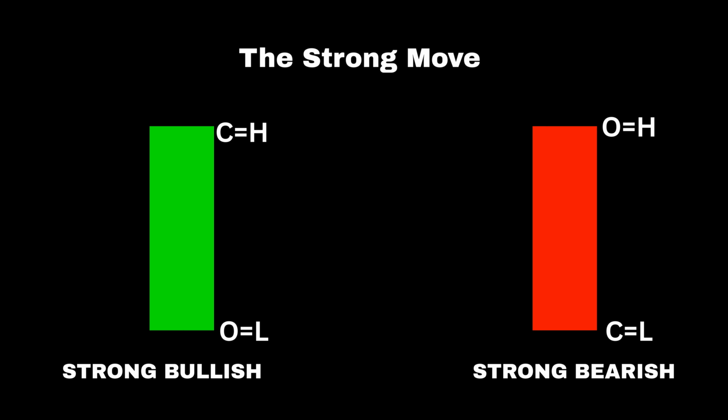First, we have the strong move, the story of conviction. You'll know it when you see a long, solid body with almost no wicks. This shows buyers or sellers were in complete control from start to finish. If it's green, buyers dominated. If it's red, sellers crushed it. The most famous example is the Marubozu, a candle with no shadows at all. It's pure momentum, pure control.